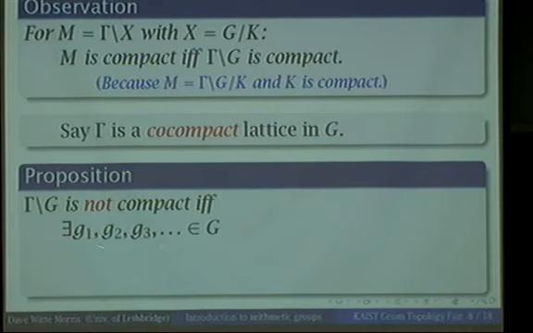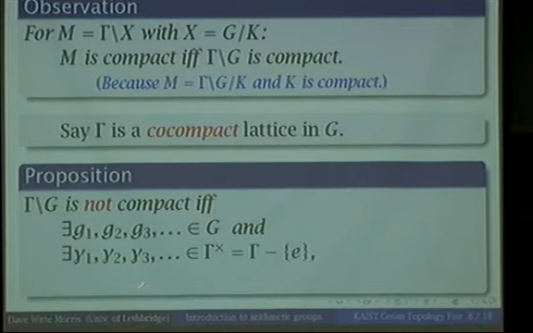G mod gamma fails to be compact if and only if you can find an infinite sequence of elements of G and an infinite sequence of elements of gamma, except actually I want all those elements to be non-trivial, not the identity. So these gammas should be non-identity elements of gamma, such that, well, I said it was simple, but maybe it's not so simple.